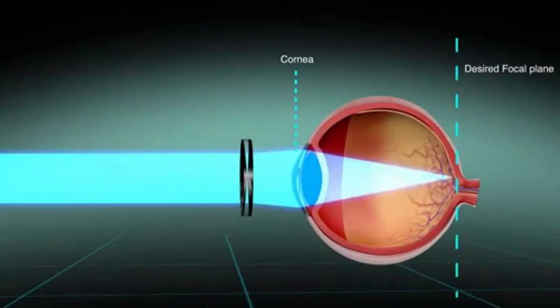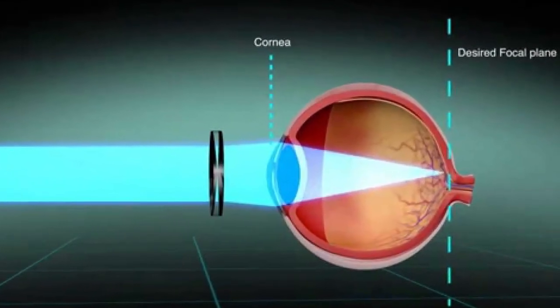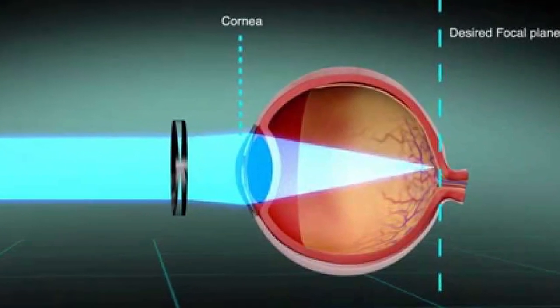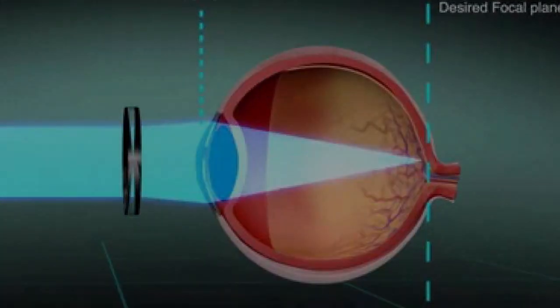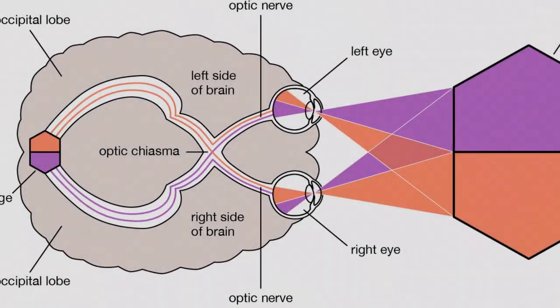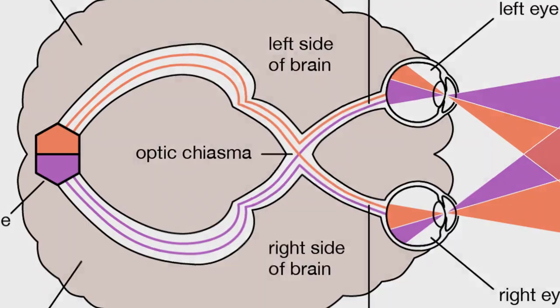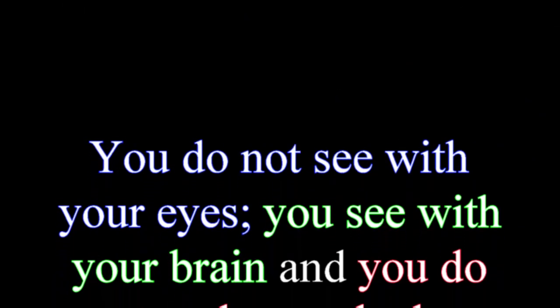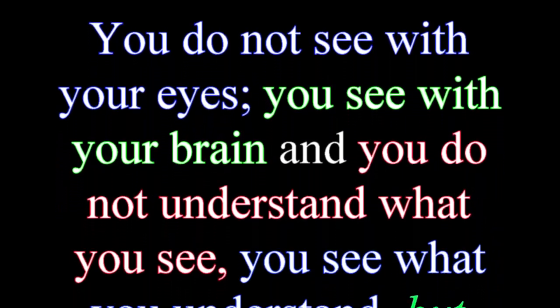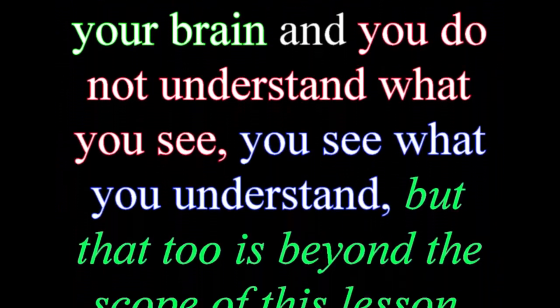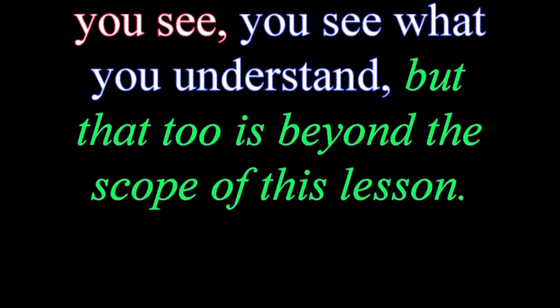We'll take a look at the basic forms of cameras in several different forms. First, there's the eye. Light passes through the lens and strikes the recording media, known as the retina. The light tickles the retina, turns itself into electrical signals that are then passed to the back of the brain, or the occipital lobe, and turned into something that you can see. You do not see with your eyes. You see with your brain, and you do not understand what you see. But that, too, is beyond the scope of this lesson.